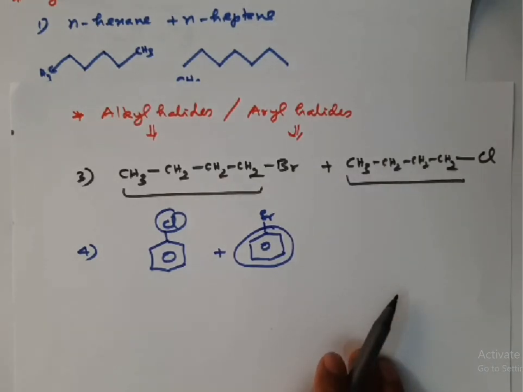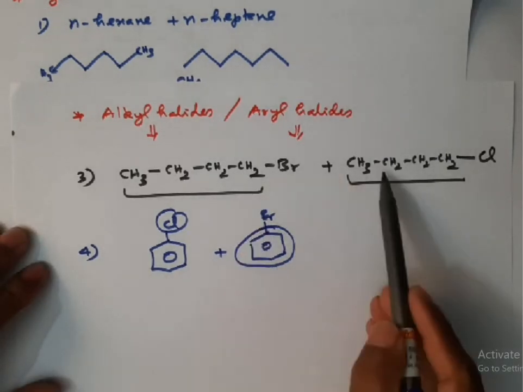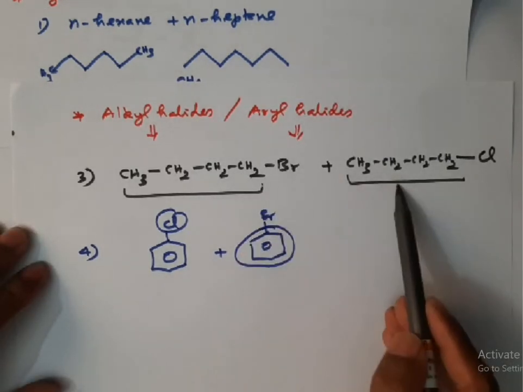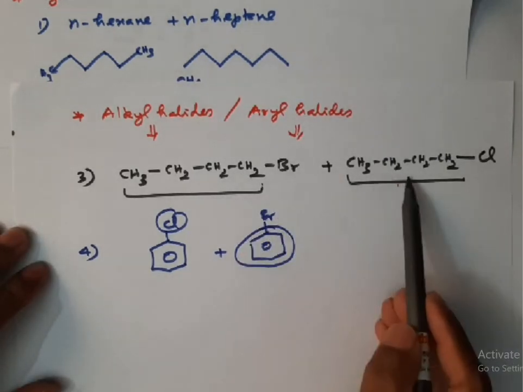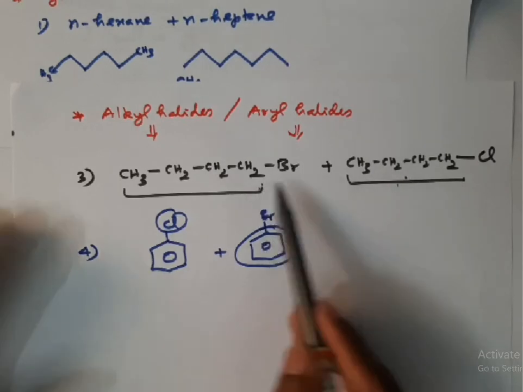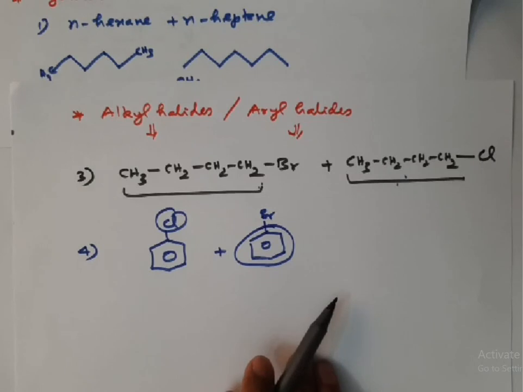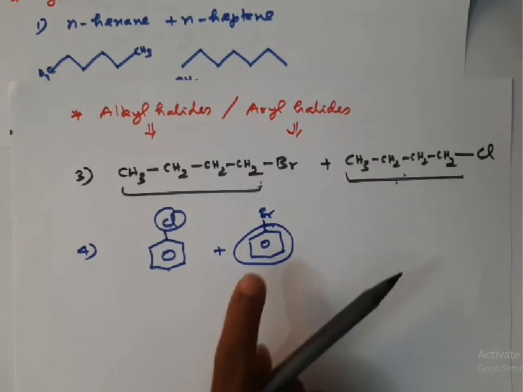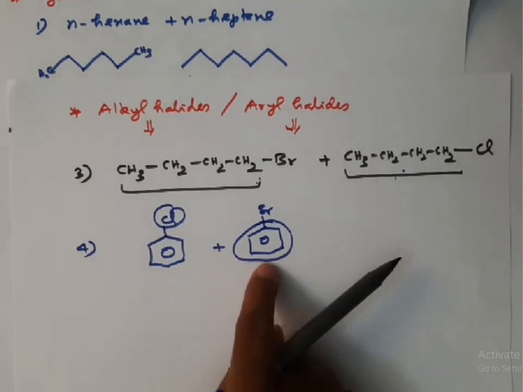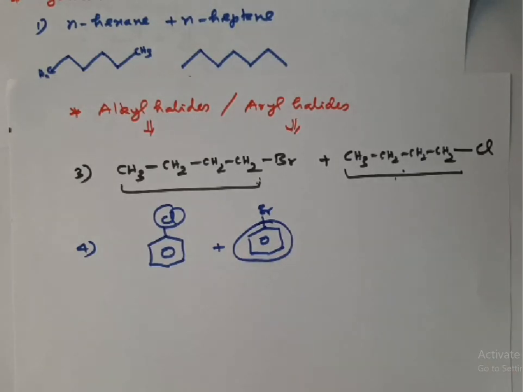So you take two alkyl halides. This is a liquid. This is also a liquid. Chlorobutane and bromobutane, both are liquids. If you mix them, you will get an ideal solution. Similarly, if you take chlorobenzene and bromobenzene and mix them, you will get an ideal solution.